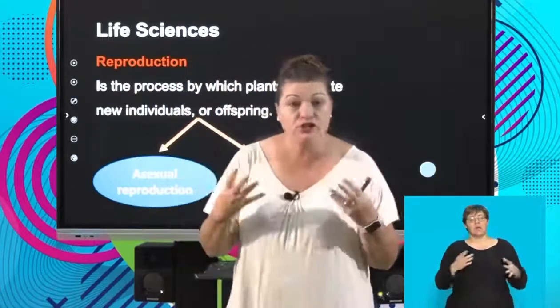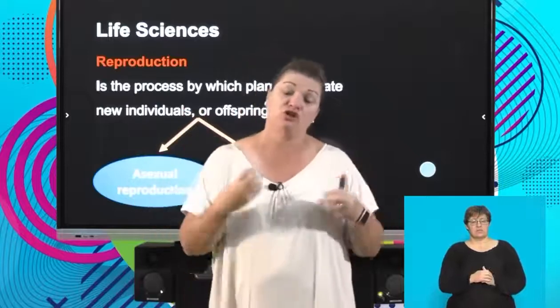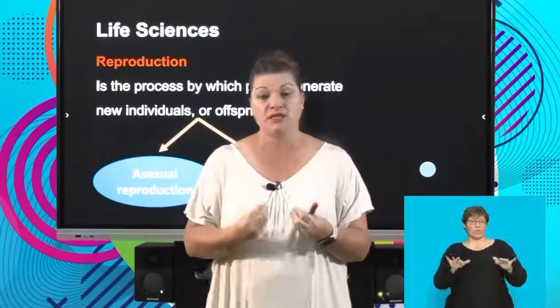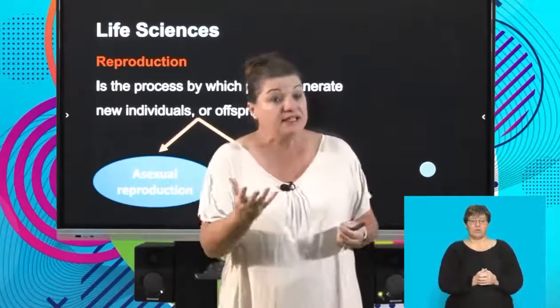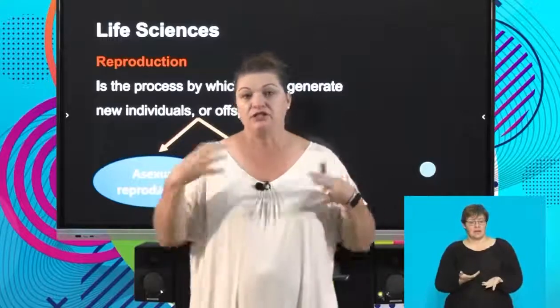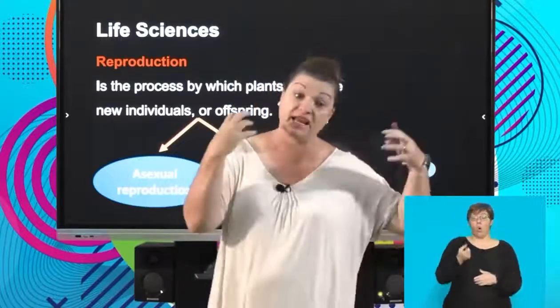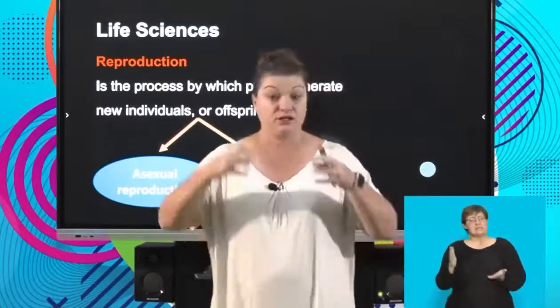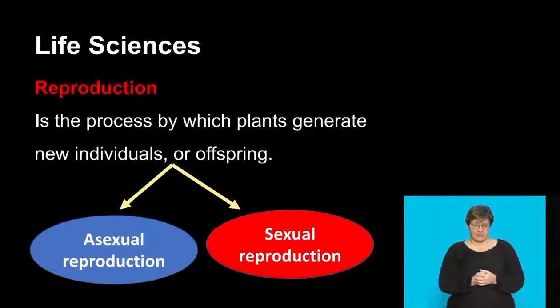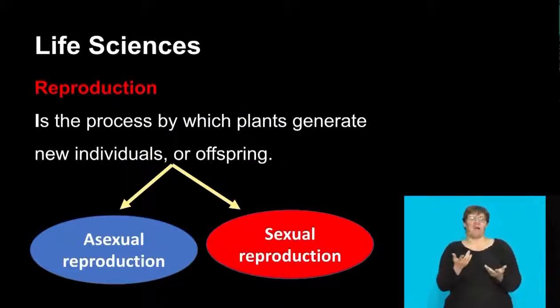Okay, so we're going to start off now, and as I said to you, there are two ways in which plants can reproduce. Now, please understand that some plants can use both methods. It's not necessarily that a plant can just use asexual or just use sexual. Some plants are able to use both methods. So when we're looking at that, that's the concept. Don't think that it's just going to be the one.